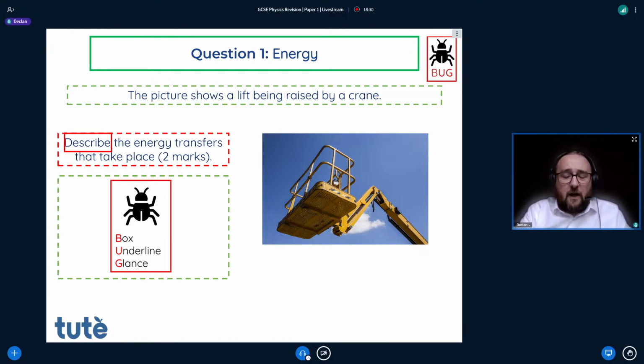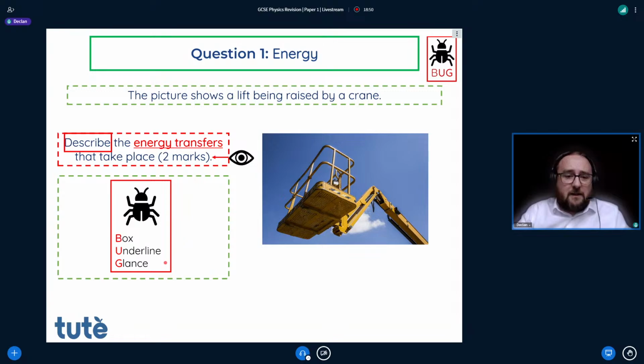Then we're going to underline any key information, any key parts to the question. So any keywords, any information, any numbers. I always think, numbers, underline them as soon as you see them. So my keywords here are energy transfers. It's telling me energy transfers, so I know I'm doing more than one energy transfer.